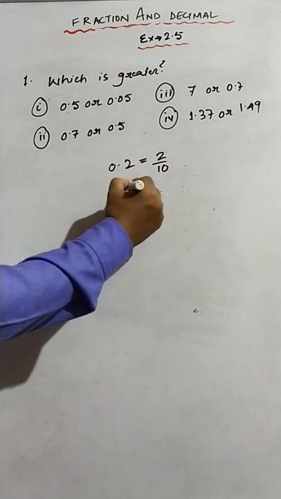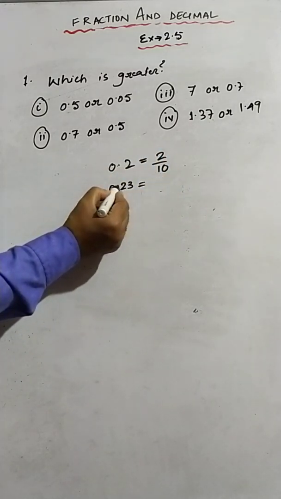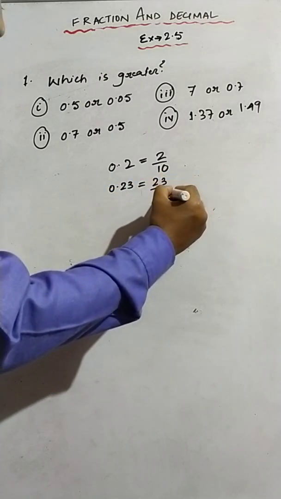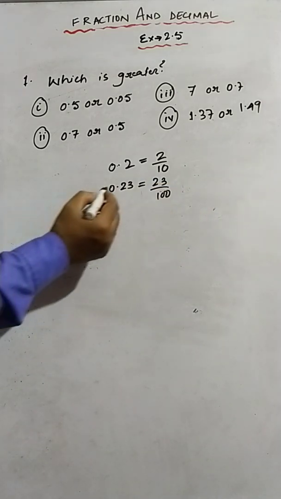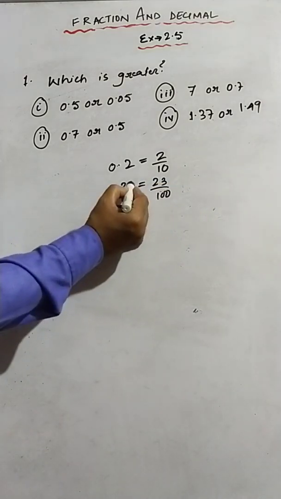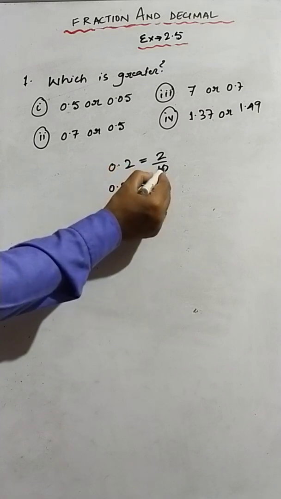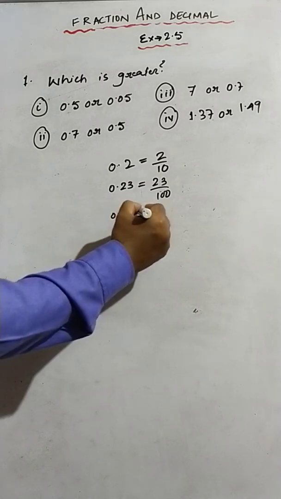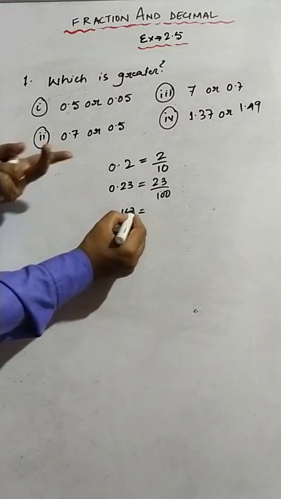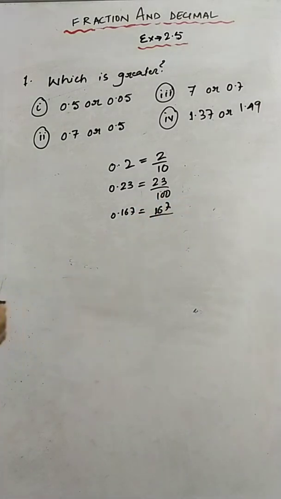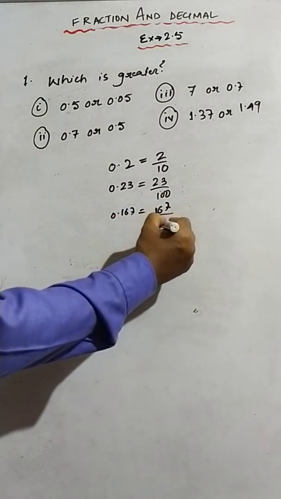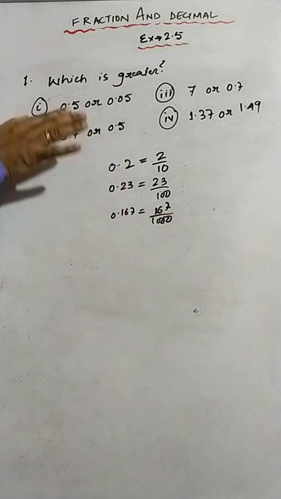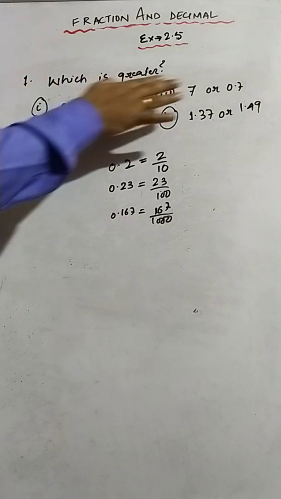Let's see this one. How many digits are there on the right hand side of the decimal? 2. So we can write 23 by 100. I hope you are understanding what I am doing. If 2 digits are there, then we will divide this number by 100. If 1 digit is there, then I will divide this number by 10. And suppose it is like this, 0.167. How many digits are there? 3. So we have to divide it by 1000. Absolutely right. This is the concept that we have to use in all the sums.